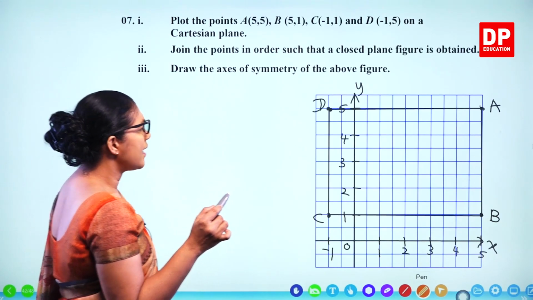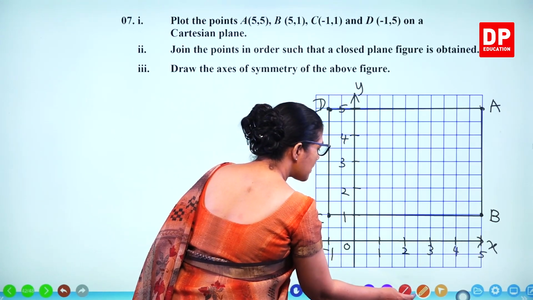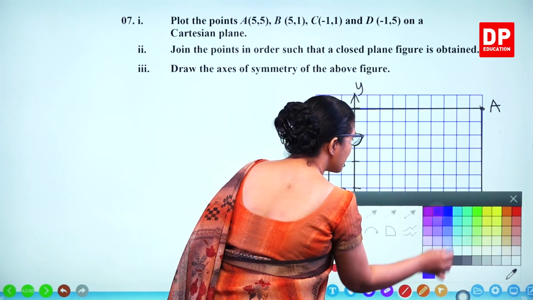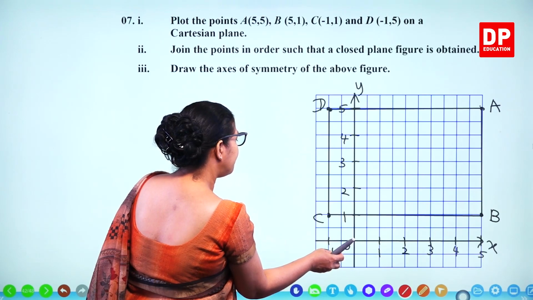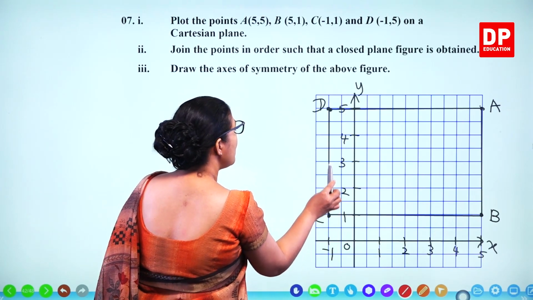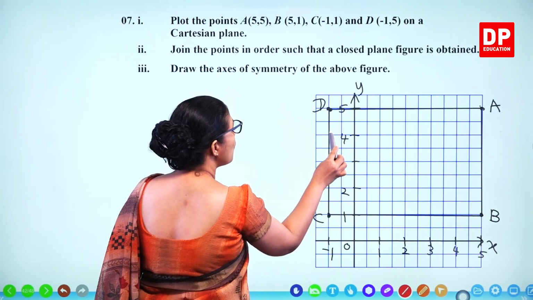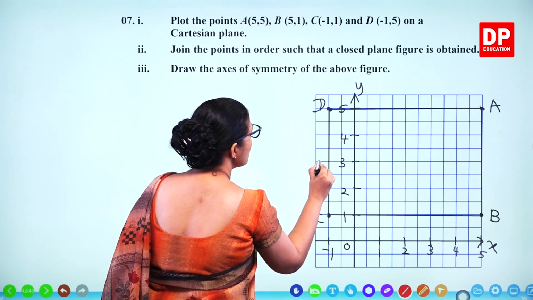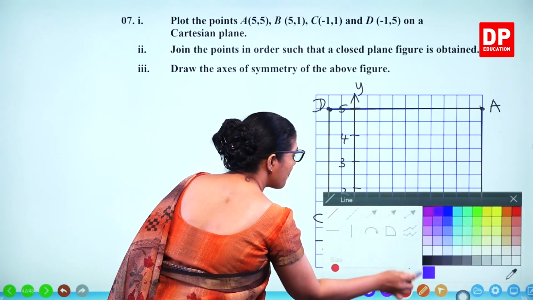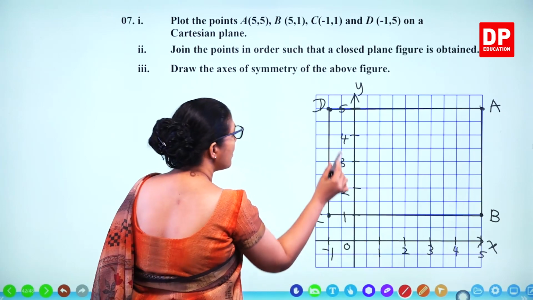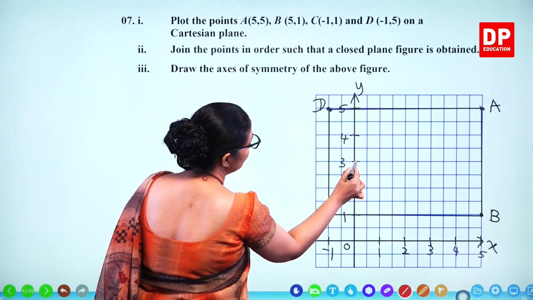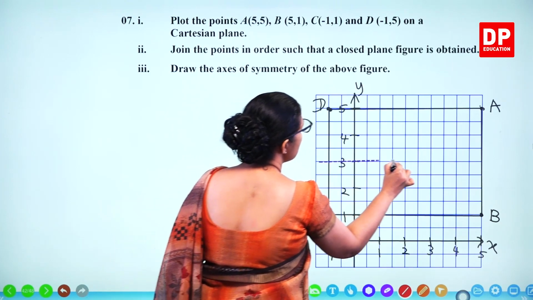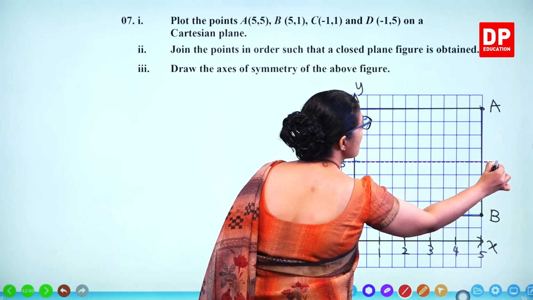And draw the axis of symmetry of the above figure. So this is a rectangle. What's the axis of symmetry? So middle values. 1, 2, 3, 4, 5, 6, 7, 8. So 4 squares to this side. So this is the axis of symmetry. Take a broken line. 1, 2, 3, 4. This is one axis of symmetry.